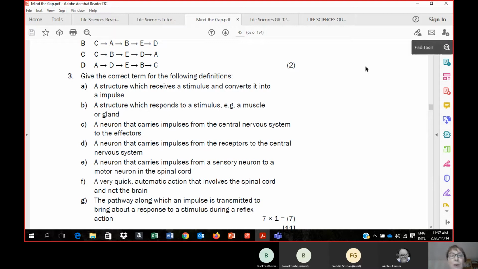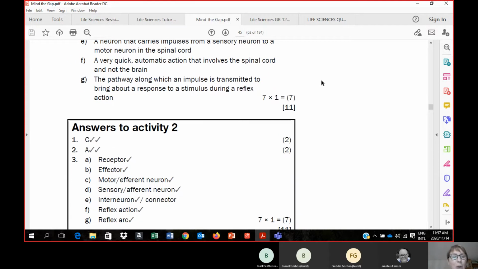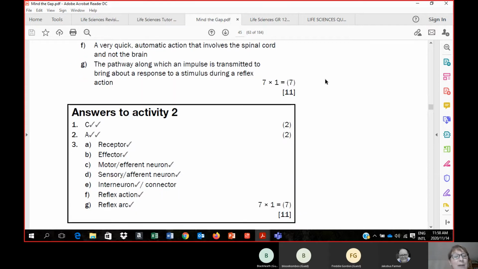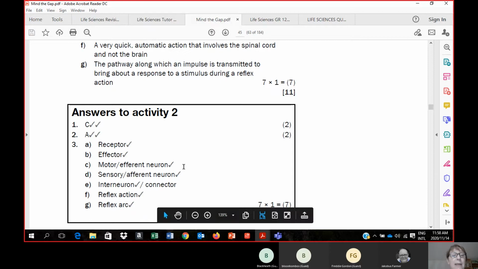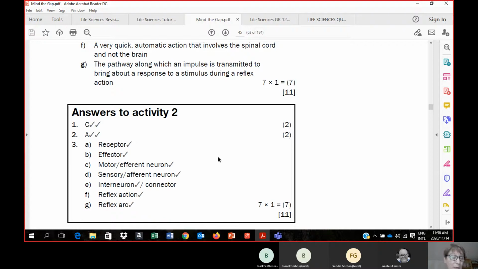Okay, let us see if you got all of those right, and I sincerely hope you did. So the first answer is receptor, the next one effector, motor, and you can also call it an efferent neuron, that is correct. Sensory or afferent neuron, the next one is an interneuron, then reflex action, and then reflex arc. So I hope you got all of those correct. If you did, that's fantastic.